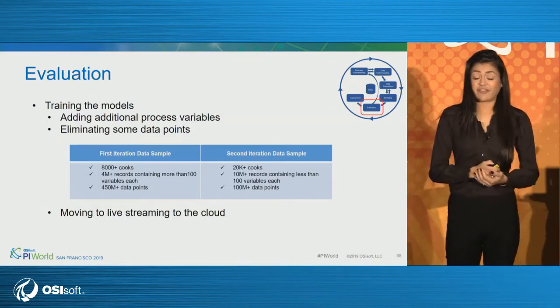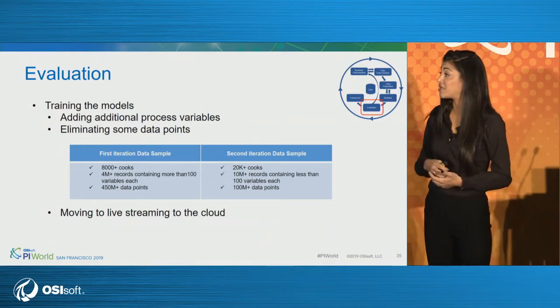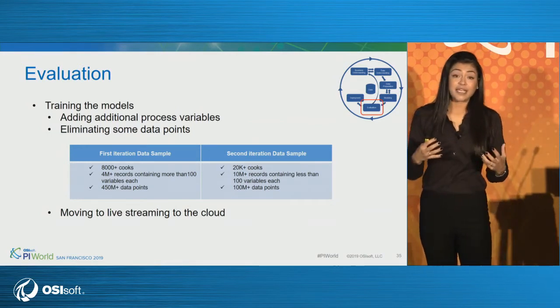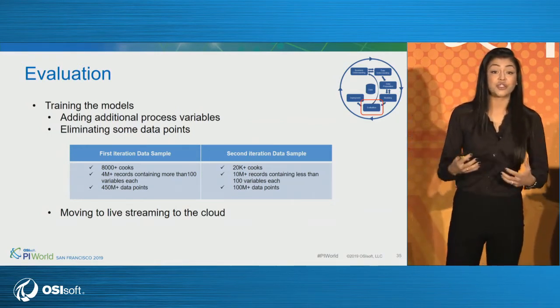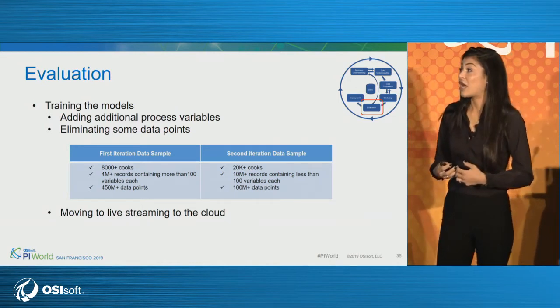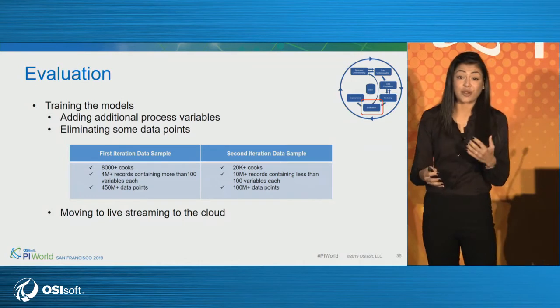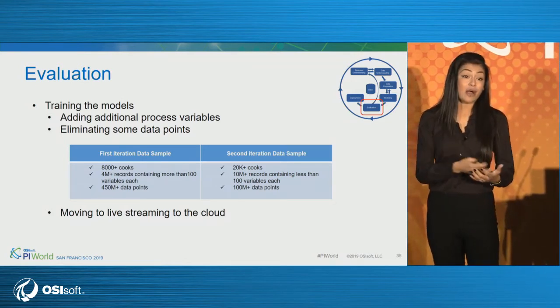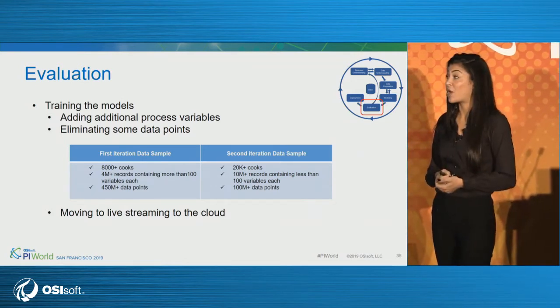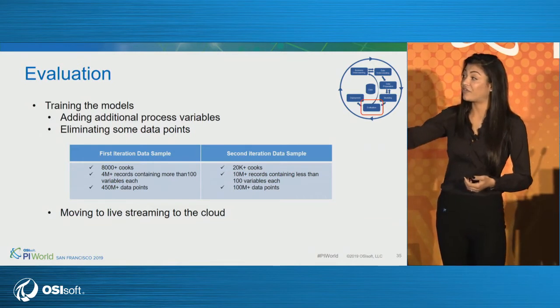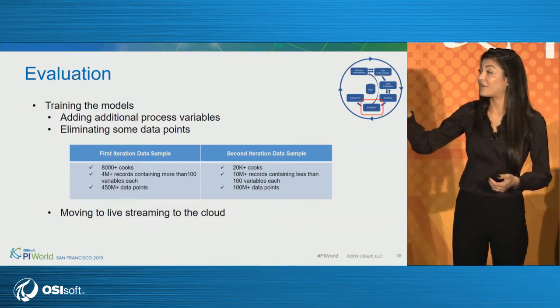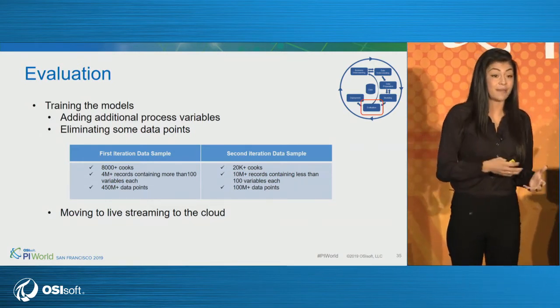Then we get into the evaluation phase of things. So it is a training model, so you get into the training the model phase. That's where you might add some process variables, might subtract them, depending on the results that you're seeing from your models. We can also see that the first iteration data sample had 450 million data points, as I mentioned.